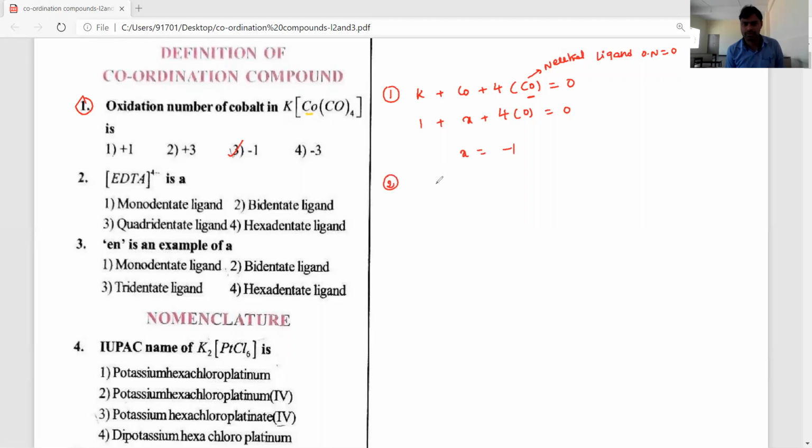Second question, EDTA-4. EDTA is a hexadentate ligand, so the answer is the fourth one. Let's see the structure of EDTA. EDTA-4 means ethylene diamine tetraacetate, with CH2COO minus and CH2COO minus groups.